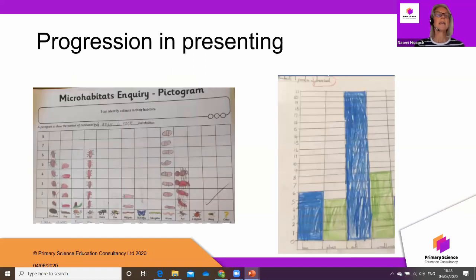With the presenting, the first time, again, he was given a pictogram to fill in, and he's drawing all the diagrams there, whereas he actually then went on, this is the same information presented as a bar chart as well. So he's actually presented that same type of data in 2 different ways.